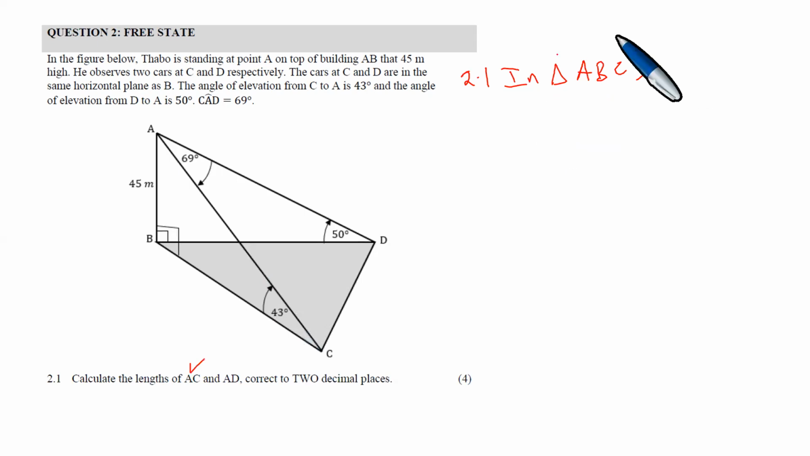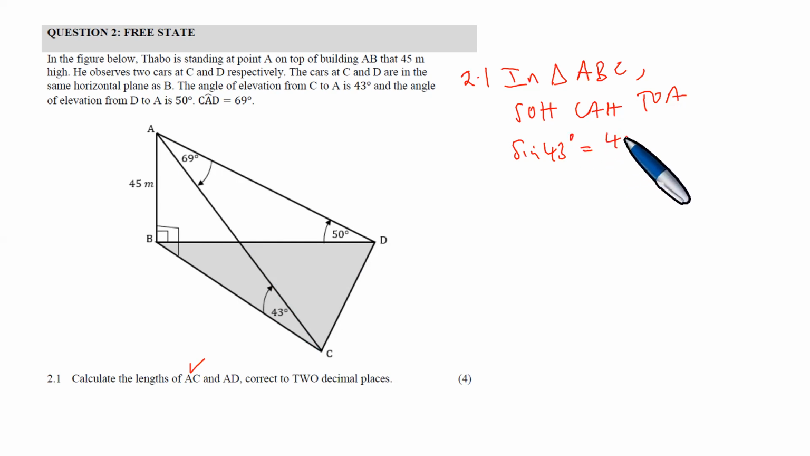Right, so if that is the case, we have the side opposite and we want to find the hypotenuse. So we look at the idea of SOHCAHTOA. Now if we have the opposite and the hypotenuse, it's the sine function. So we're looking at the sine of 43 degrees, which is the opposite, 45 meters, over the hypotenuse, which is AC, required. We cross multiply and we obtain AC equals 45 divided by the sine of 43 degrees, because the trigonometric sine will sit in the denominator.